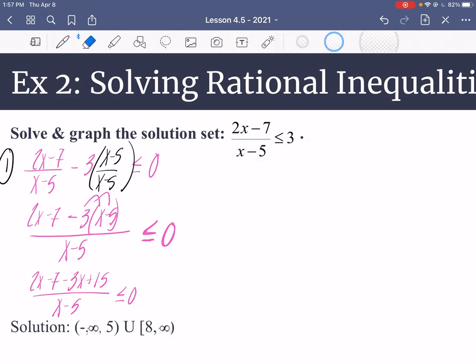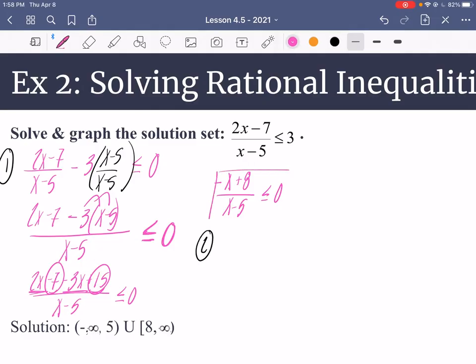Okay, keep going. I'm going to write this up here. Combine my like terms. So 2x minus 3x is negative x. Negative 7 plus 15 is 8. All over x minus 5 is less than or equal to 0. Okay, so now step number 2. Since I have a single fraction, I'm going to take each part of the fraction, set it equal to 0, and solve.